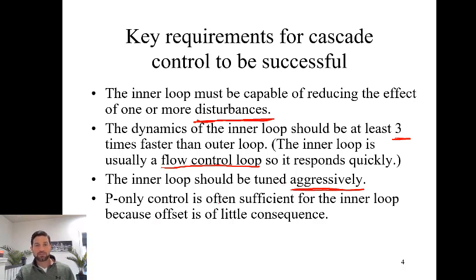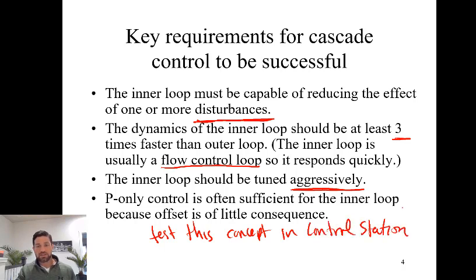And it can also be P-only control because the inner loop is just trying to get us to respond before the process changes too much. The outer loop is going to do the work in eliminating the offset. So by having P-only control, we can have a faster response, and we don't need to worry about offset because the outer loop is going to take care of the offset for us. This seems a little bit counterintuitive, but you have access to Control Station Loop Pro, so you can test this concept in Control Station.